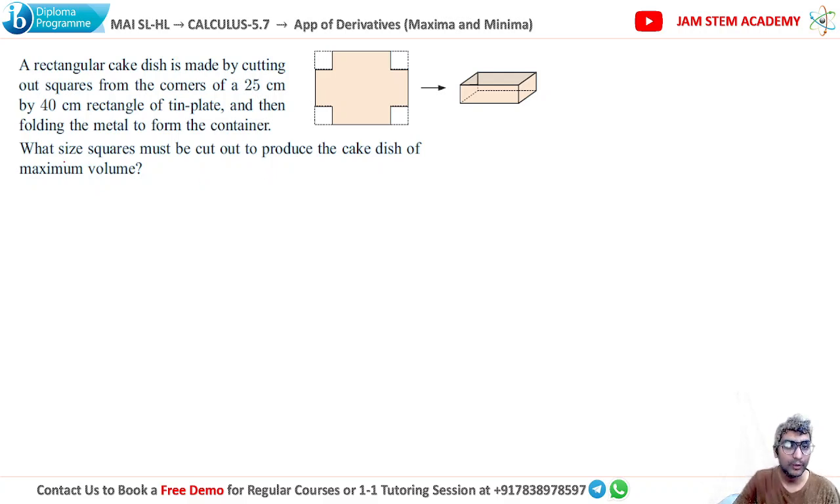Now it says what size squares must be cut out to produce the cake dish of maximum volume. So the important thing is we are trying to maximize the volume. Automatically you will get maximum volume, by the way. But okay, look at this function. Volume is to be maximized. So let's consider the volume function is given by V.